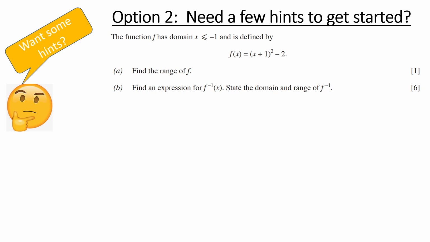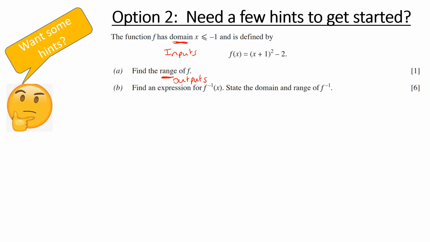On this slide, I'm going to give you some hints. You should only be watching this slide if you've tried the question on your own first. Right, some hints on this one. So first of all, let's talk about these important words, domain and range. The domain and the range are just fancy words for inputs and outputs.